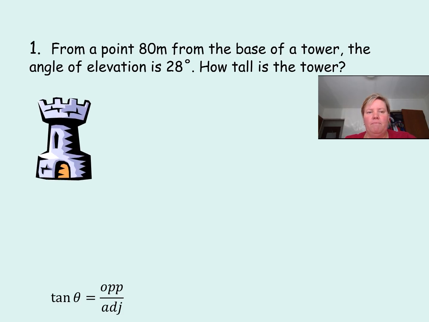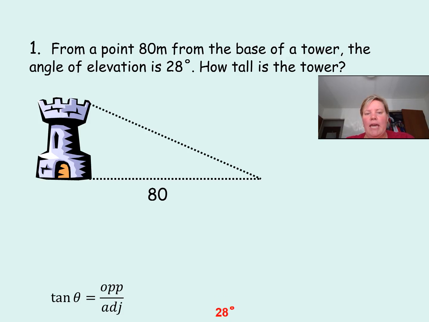Don't worry about the tan down the bottom, that's just reminding you. So we've got a castle here. From a point 80 meters from the base of a tower, the angle of elevation is 28 degrees. Angle of elevation means the angle up from a horizontal. So we're asking how tall is the tower? Well, that's 80, and there's the 28 going on. If you have a look, there's the triangle, and we want to know how tall this is.